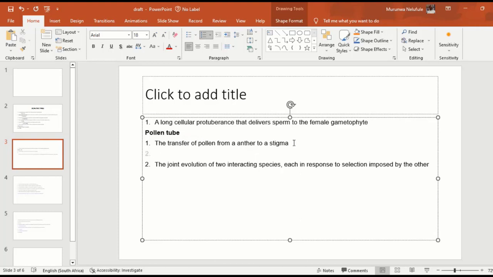Then what about the transfer of pollen from an anther to a stigma? You know this one. Come on, guys. That's a term that you know. That's a concept. A bee going to a flower. What is it? These are the easiest ones so far. Yay, Vanessa, it's pollination. Yes, you are right. And the next one?